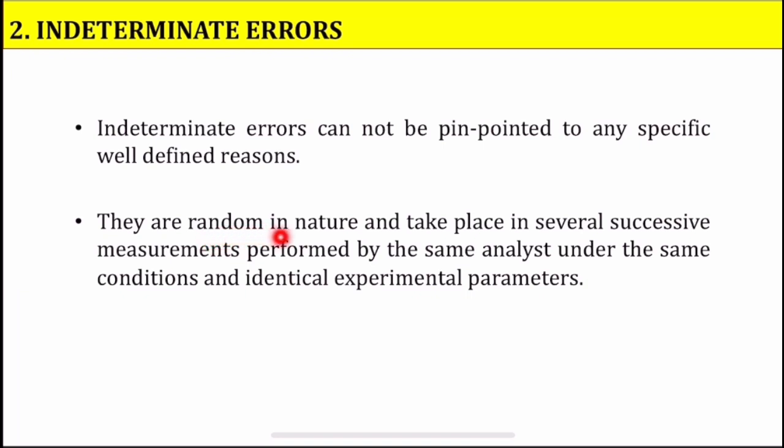Indeterminate errors are random in nature. These are characterized by their randomness. This means they do not follow a predictable pattern and can vary in magnitude and direction each time a measurement is taken. For example, if you repeatedly measure the same quantity under seemingly identical conditions, the results will differ slightly each time due to these random errors.